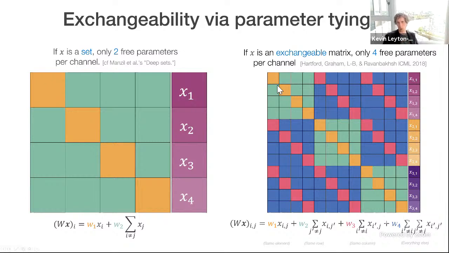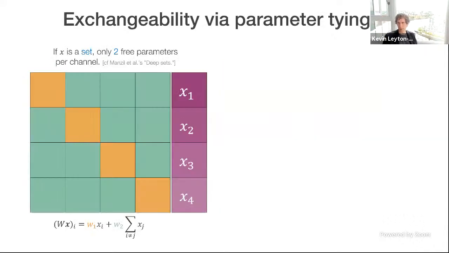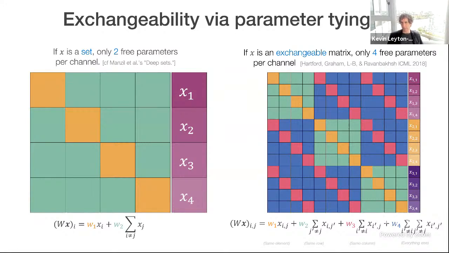So one parameter is going to be on the diagonal. It was important here that I said consider the case of k equals n times m. So I'm trying to build a next layer that's the same size as my input. So I've got a square matrix here, and I've got one element here that's the diagonal. So that's saying for every element, I'm going to give back the thing that I got.